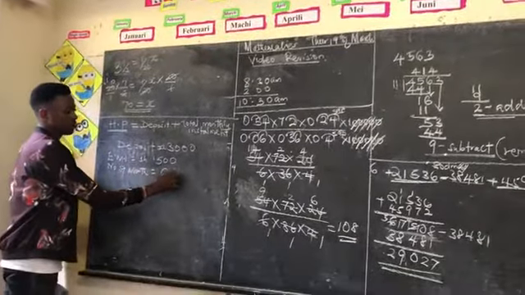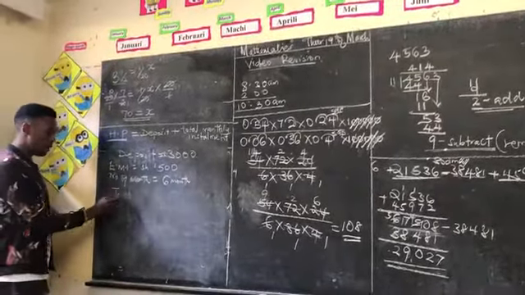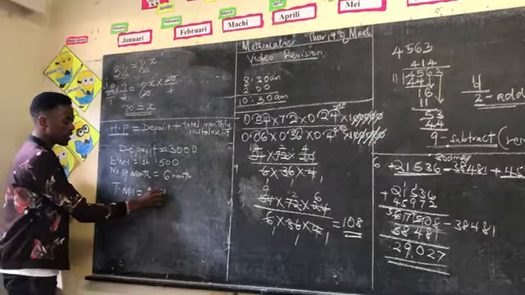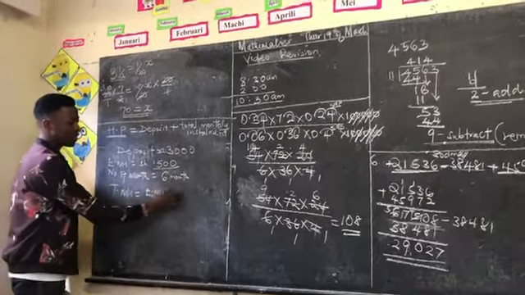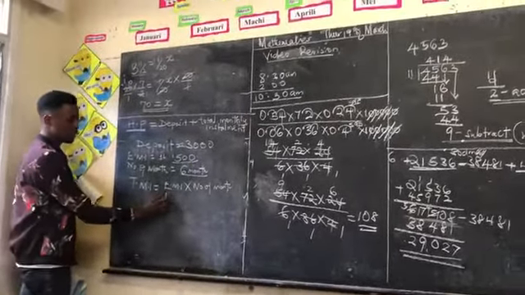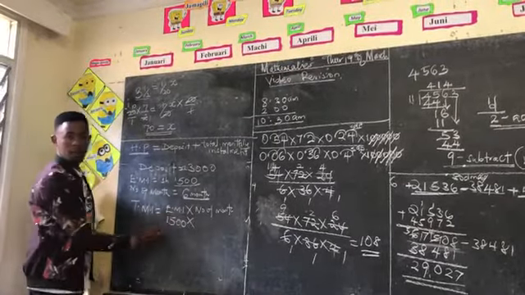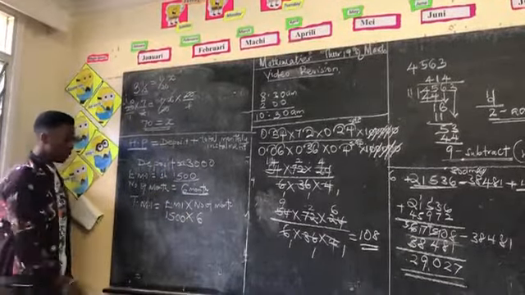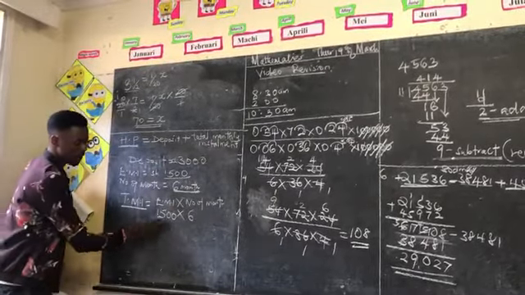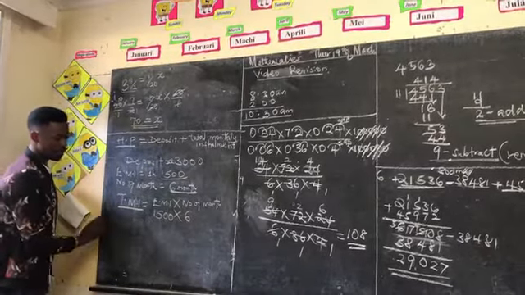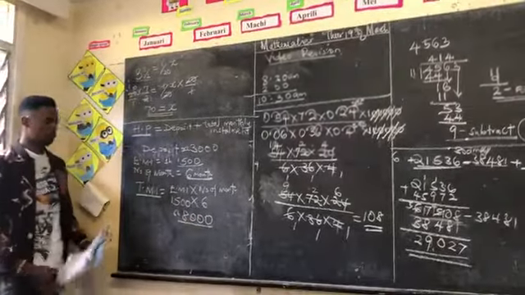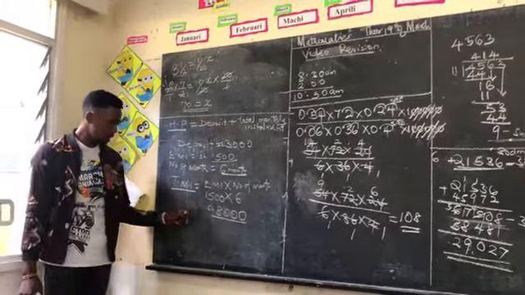So the number of months is 6. If you were to get the total monthly installment, it will be each monthly installment, that is 1,500, times the number of months, which is 6. So the total monthly installment is 1,500 times 6, that is 9,000. So for 6 months, it's 9,000.